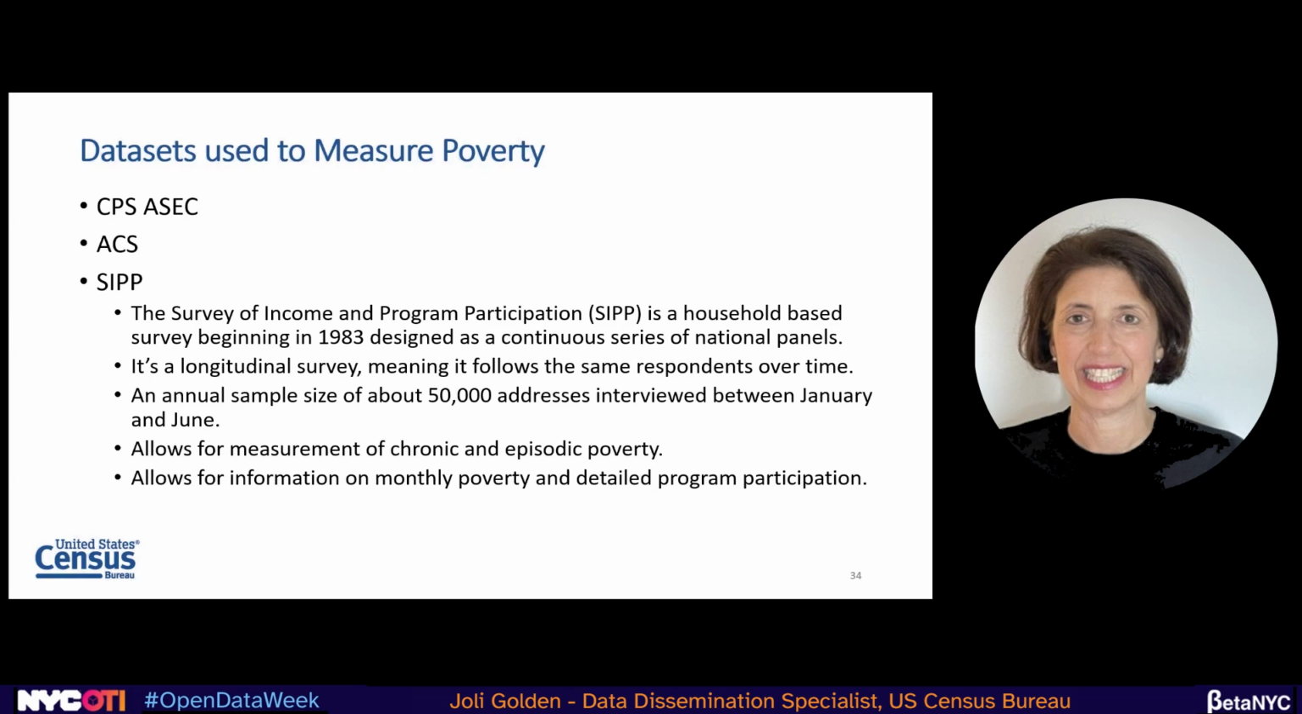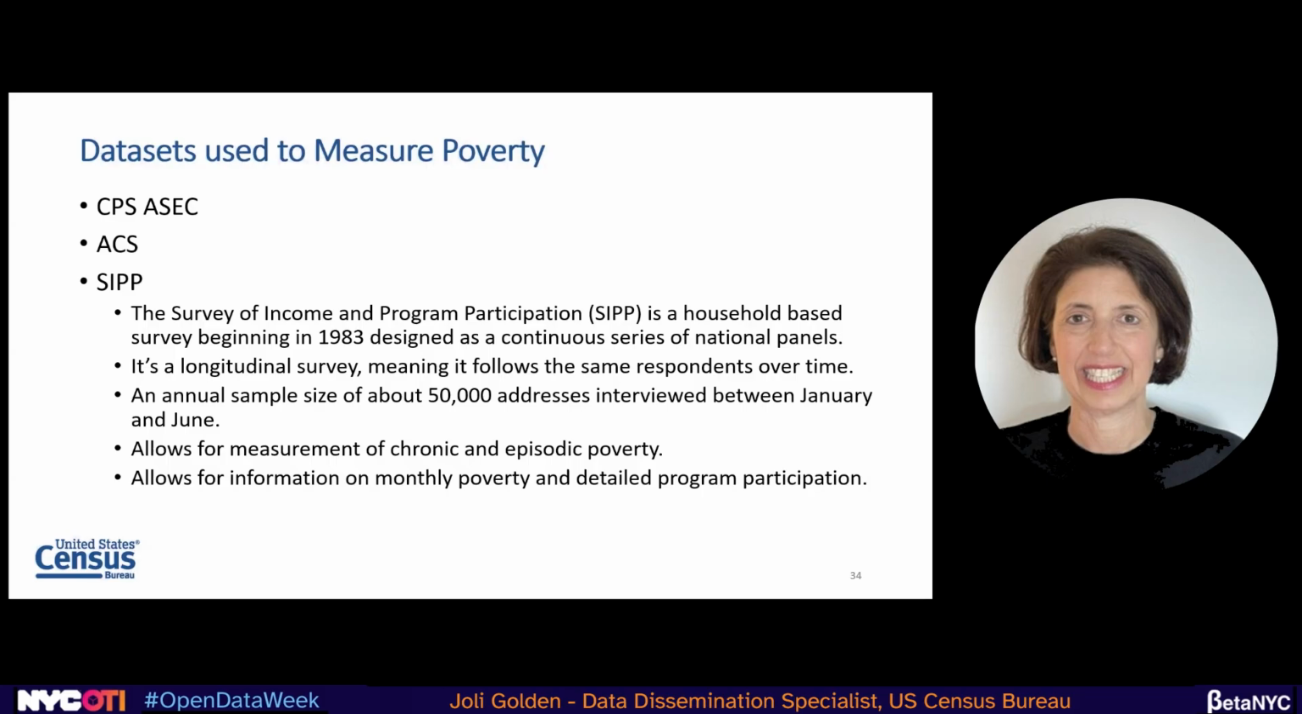And we interview people between January and June. So this particular survey really allows for the measurement of chronic and episodic poverty. In chronic poverty, the individuals are consistently under the poverty threshold over time, while in episodic poverty, they may go in and out of poverty. 1 month they may have a job, and 2 months later, that position may end and they may fall below the poverty line. So there's a great deal of detail in this survey related to program participation.